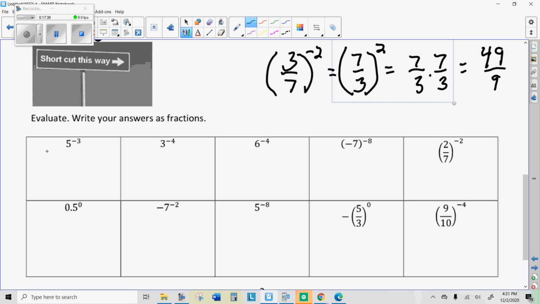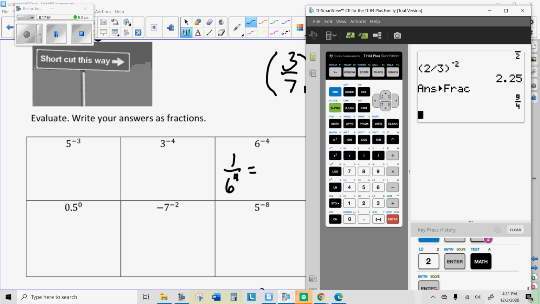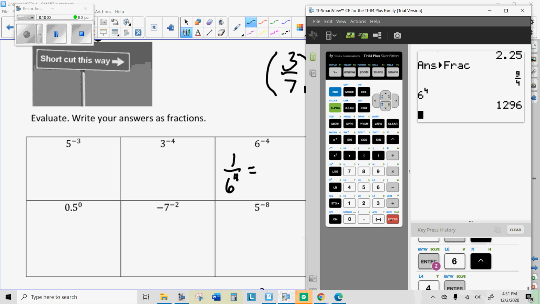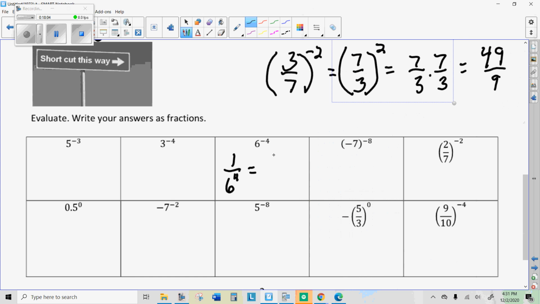So 6 to the negative 4th, what we're going to think about is flipping that, that that's going to be the same as 1 over 6 to the positive 4th power. So on my calculator, if I can do this in my head, I would, but I can't, so I'm just going to do 6 to the 4th. That's 1,296, so that tells me that 6 to the negative 4th is 1 over 1,296.